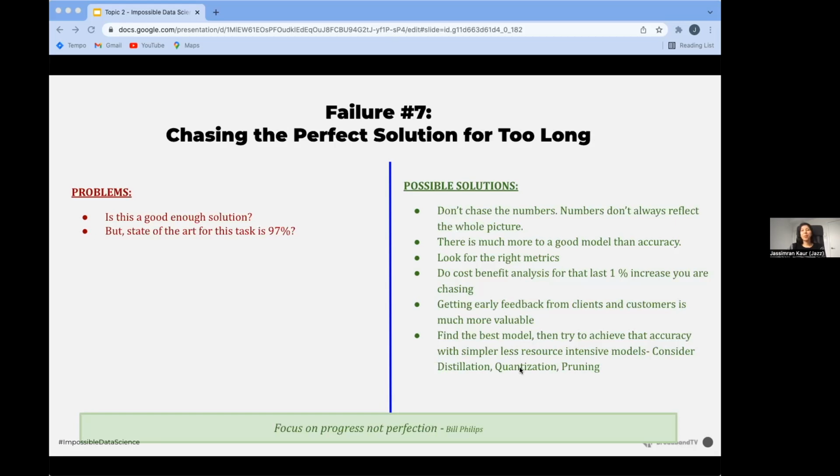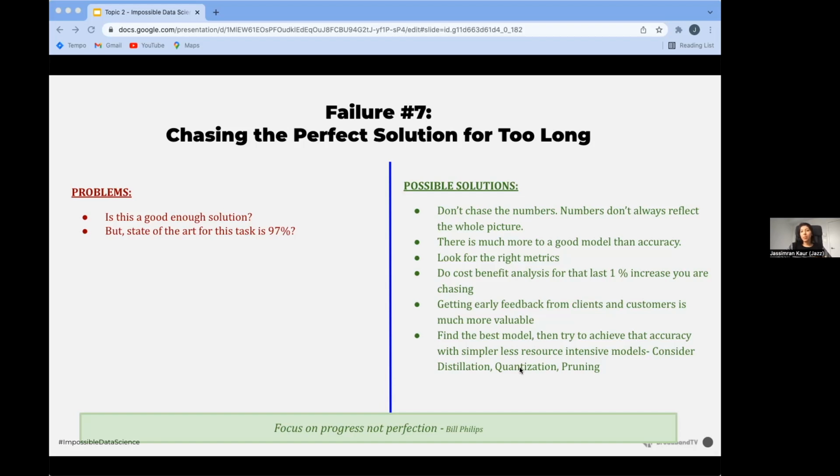Another one, chasing the perfect solution for too long. Yeah, you're like, oh, 97% accuracy, I can do it. I'm going to do it. And you just waste months and months trying to do that. Rather than that, try to get a bigger picture. Is that last 1% increase really worth all the wastage of time? It's much better to put a crappy model out there and get feedback from people and improve it, rather than chasing that last 1% accuracy.